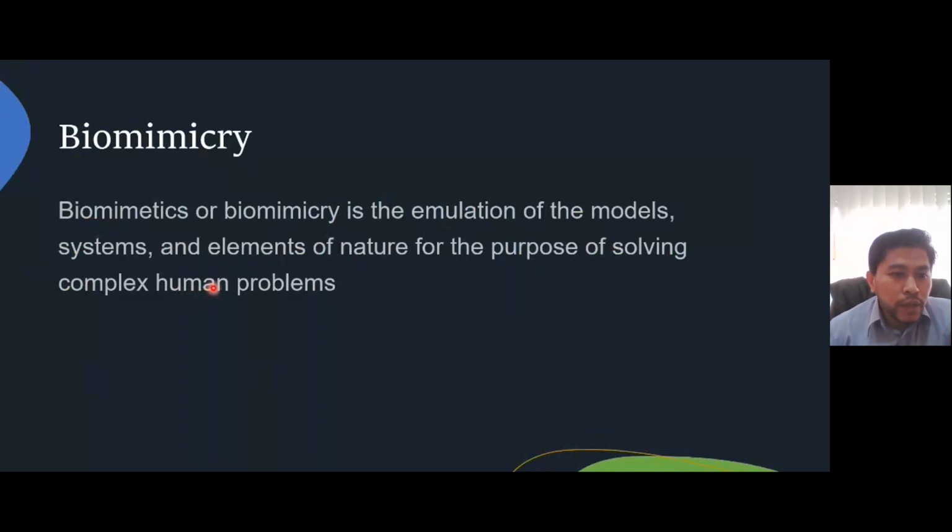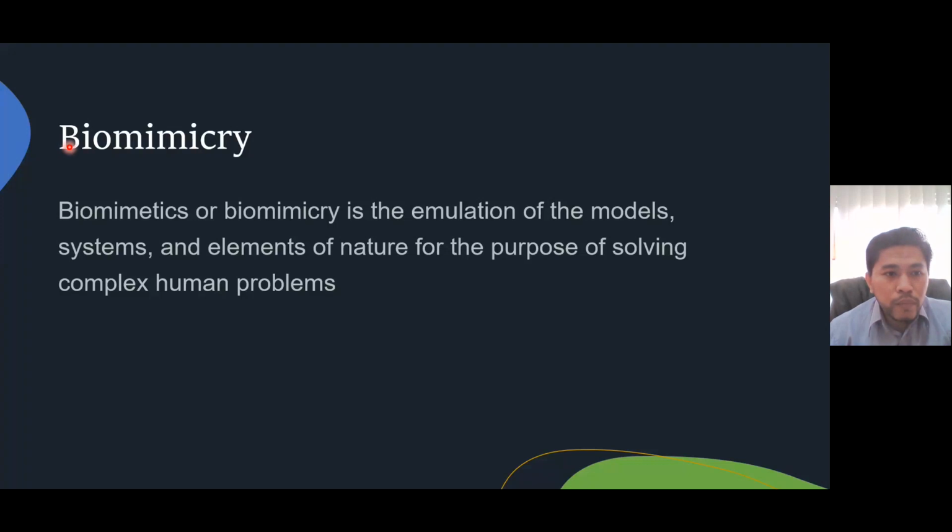So today we continue what we have learned yesterday. Today we talk about the concept of biomimicry. We can say that one of the most promising approaches is biomimicry, which brings the ideas and the concepts of nature and implements them in the field of technology.